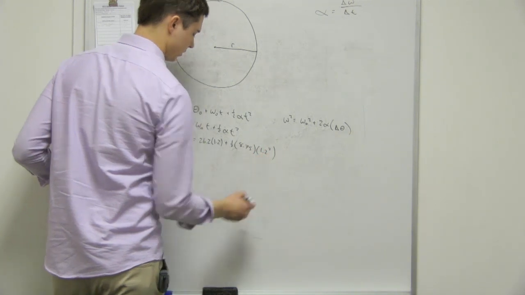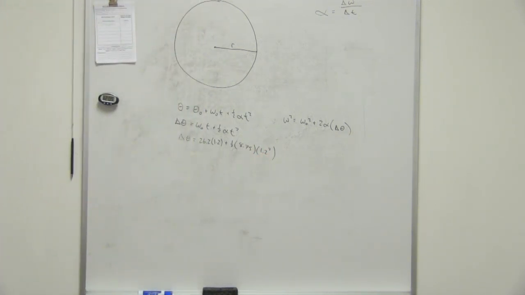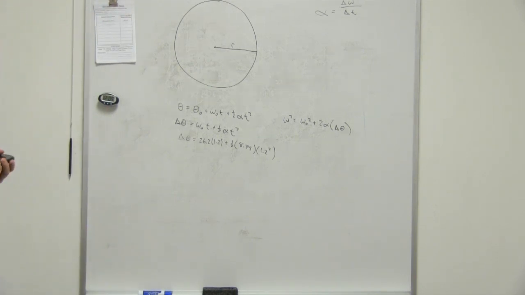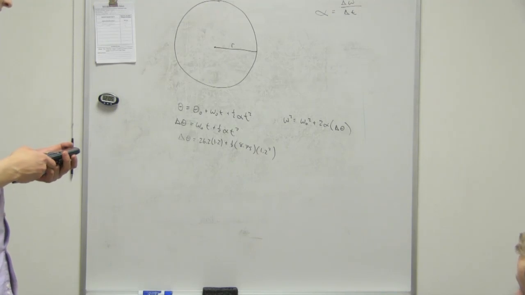1.2 squared. This doesn't even require any algebra, it's just everything's on one side of the equation. Oh, I got 8.63. Yeah, you got like 8.63 or something.